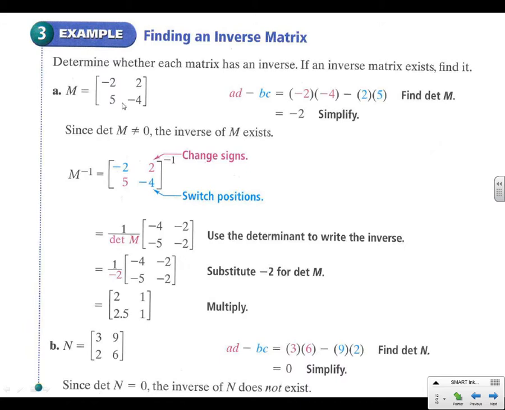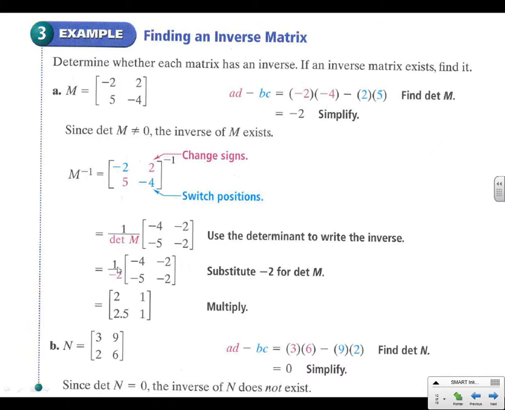Now we're going to swap things around. Negative 2 and negative 4 switch positions. So they used to be here. Now they're here and here. Negative 4 and negative 2 switch positions. 2 and 5, leave them where they are, but change the signs. So 5 becomes negative 5, 2 becomes negative 2. Now that's our new matrix multiplied by 1 over the determinant. And the determinant we got up here again was negative 2. So 1 over negative 2 times all of these numbers.